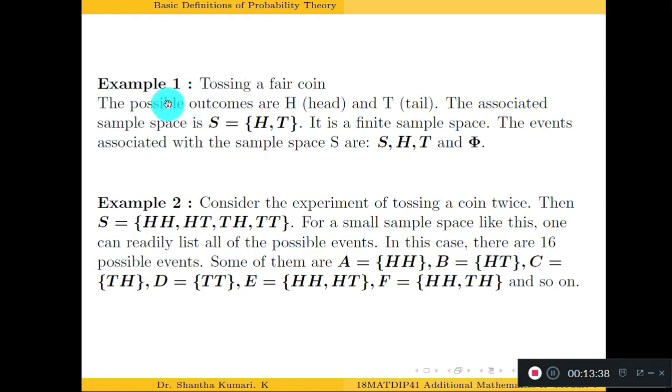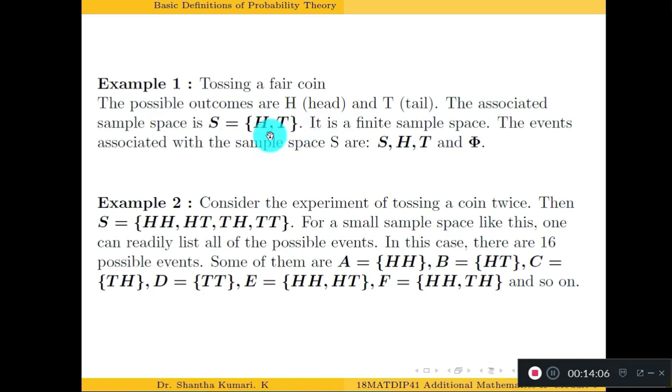Some examples just to understand the random experiment. When you toss a coin once, which are the possible outcomes? You will get head H or tail T. Then what is the sample space here? When you list all possible outcomes, you get the sample space. So here the sample space is the set containing H, T. And clearly this is a finite sample space. You have only a finite number of elements.